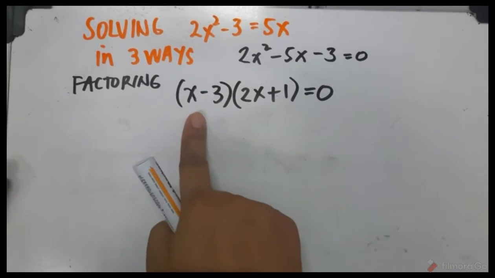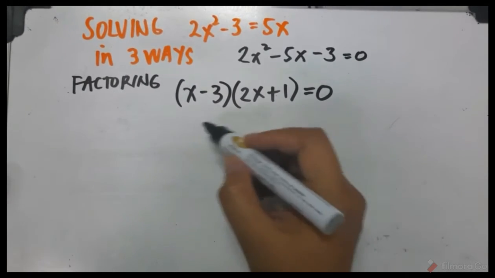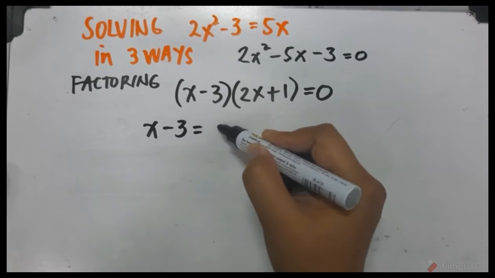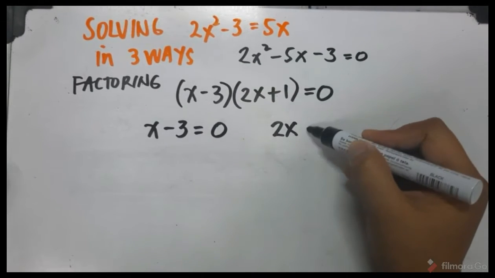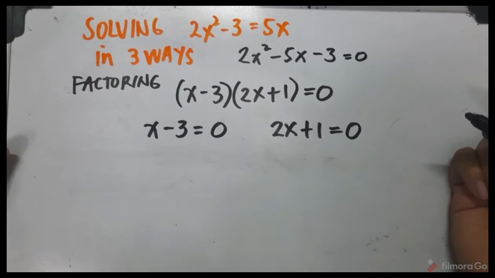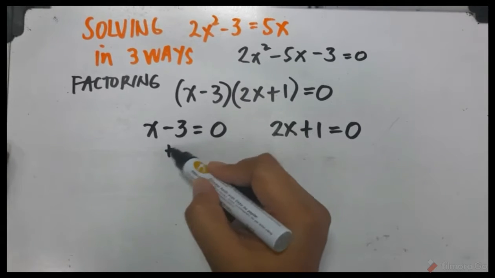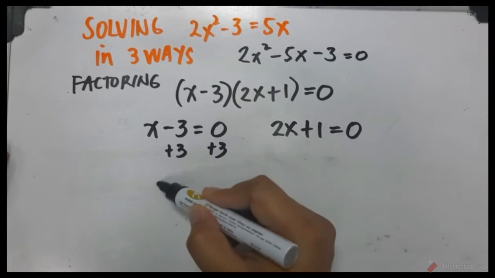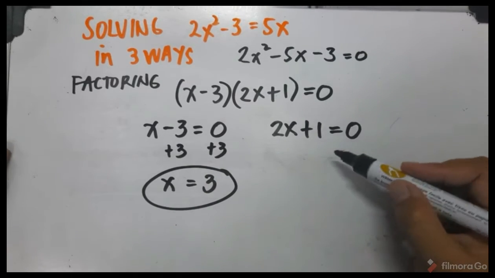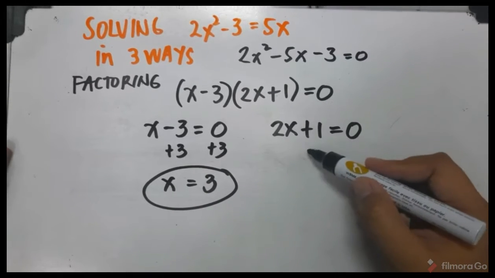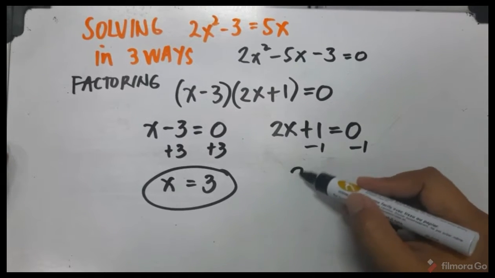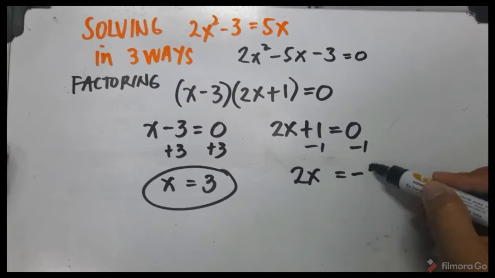Okay, then we continue this. x minus 3 is equal to 0 and 2x plus 1 is equal to 0. Then we solve each equation. We add 3 on both sides to find the value of x, which is equal to 3. And here we have, subtract 1 on both sides. So we have 2x is equal to negative 1.